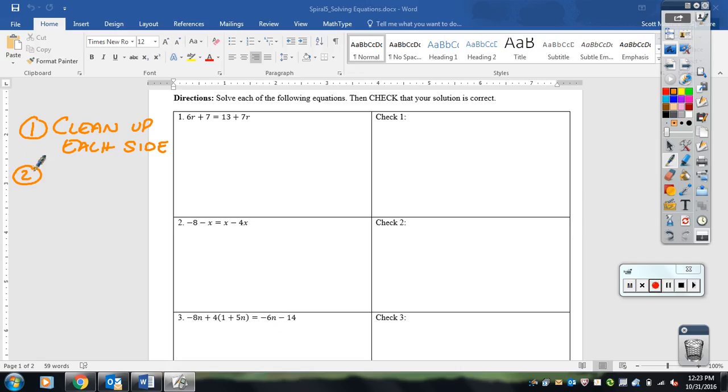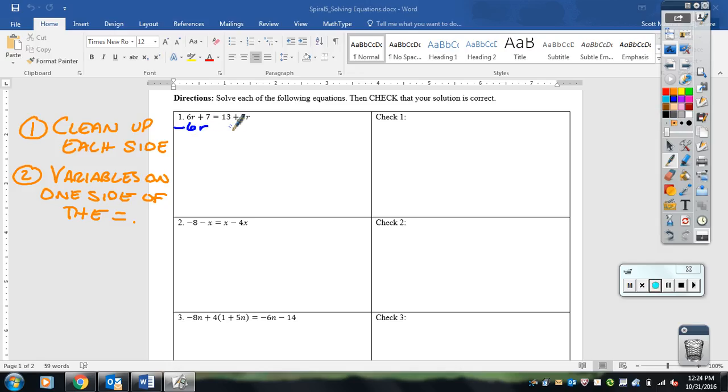Once we're done with that, we move on to step two, which means we need to have variables on only one side of the equal sign. Now that's the issue we run into with 1 and 2, and certainly 3 also. Let's start with 1 and 2. Variables on both sides, got to get rid of one of them.